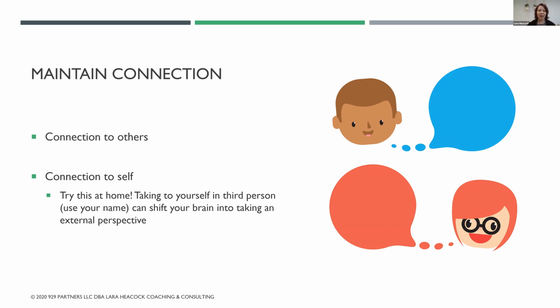And then connection to self. So here's a try-this-at-home tip, and there's some research on this as well. If you talk to yourself in the third person, and that's a connection with yourself, it actually reduces your stress and puts your brain into an external perspective instead of being so stuck in some of those cognitive loops that we mentioned and some of those stress talk tracks that we can all have coming up in our head.